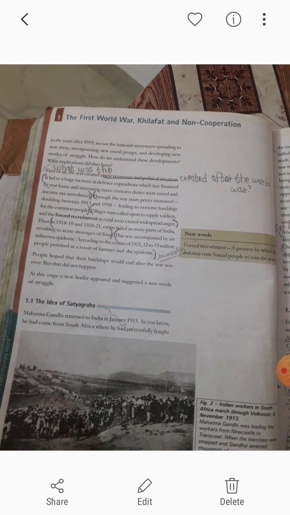Due to that, the poor people were starving to death. Clear? So according to the census of 1921, 12 to 13 million people perished as a result of famines and the epidemic. Clear? Now people hoped that their hardship would end after the war was over. Okay, but it did not happen.